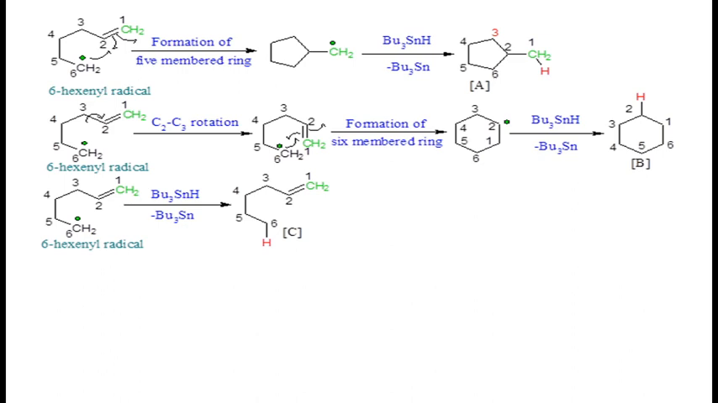Free radical substitution, free radical addition to the multiple bonds, how the concentration of tri-n-butyltin hydride affects the product formation. Higher concentration follows substitution or reduction pathway. Lower concentration of tri-n-butyltin hydride follows cyclization pathway. You have to remember all these points.